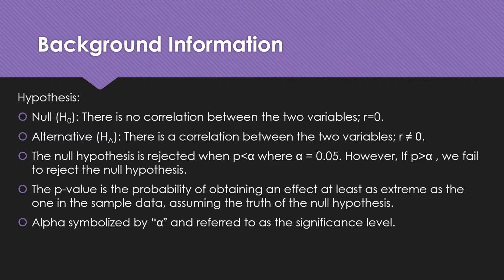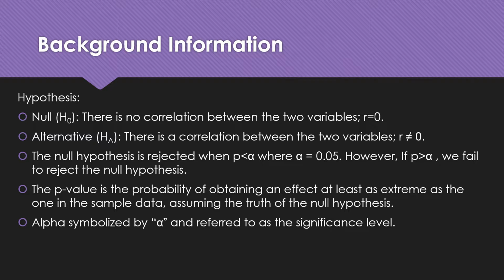Background information. The hypotheses are two-tailed hypotheses. We have the null hypothesis and the alternative hypothesis. The null hypothesis says there is no correlation between the two variables, therefore R equals 0. The alternative hypothesis says there is a correlation between the two variables, therefore R is not equal to 0. The null hypothesis is rejected when the p-value is less than alpha, where alpha equals 0.05. However, if the p-value is greater than alpha, we fail to reject the null hypothesis.